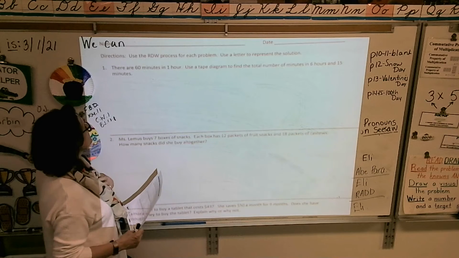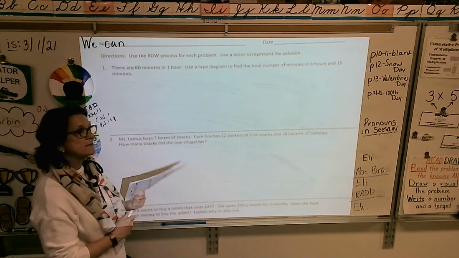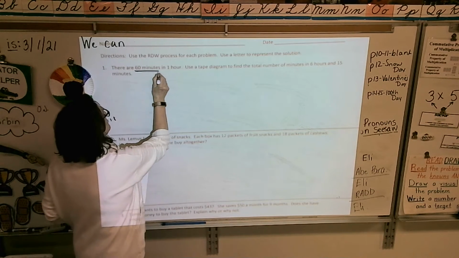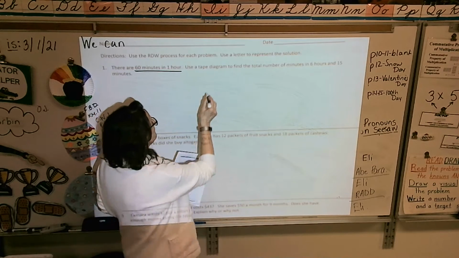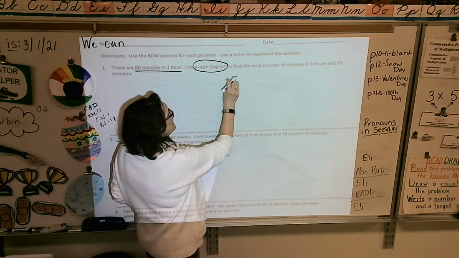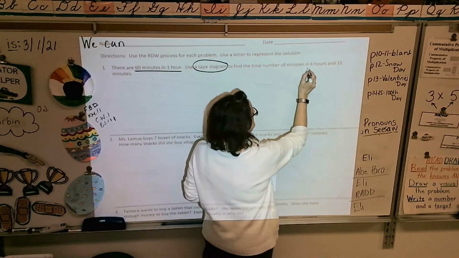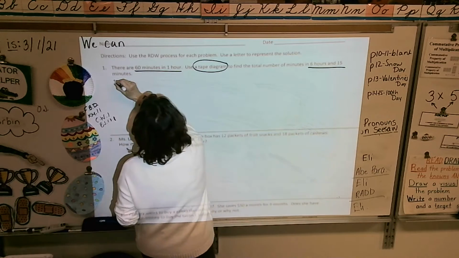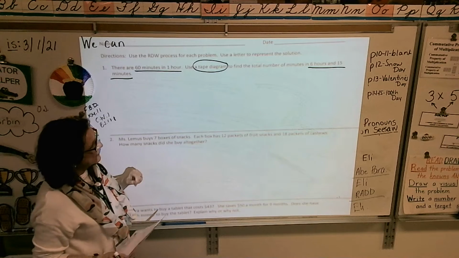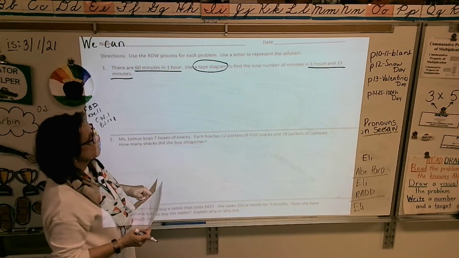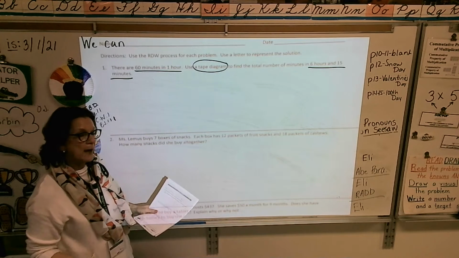Number 1 says there are 60 minutes in 1 hour. That sounds like some important information, so let's underline that. 60 minutes in 1 hour. Use a tape diagram, so we have to use a tape diagram, to find the total number of minutes in 6 hours and 15 minutes. All right? So I know that I have 6 hours, and I know there's 60 minutes in 1 hour, and I have to draw a tape diagram.